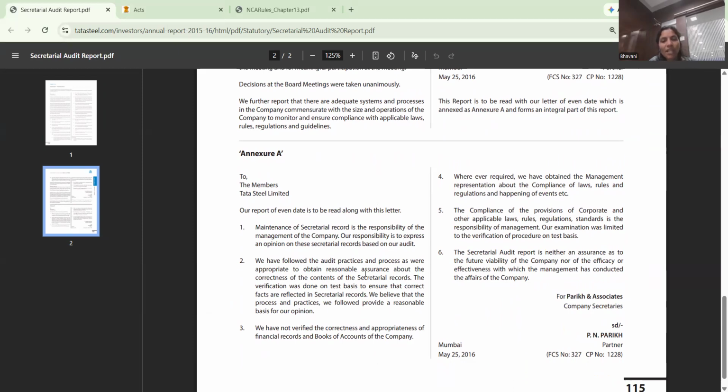Our responsibility is to express the opinion. So it is very important. This is not a certificate. It is an opinion based on the verification of the records. Okay. The second point is also important.